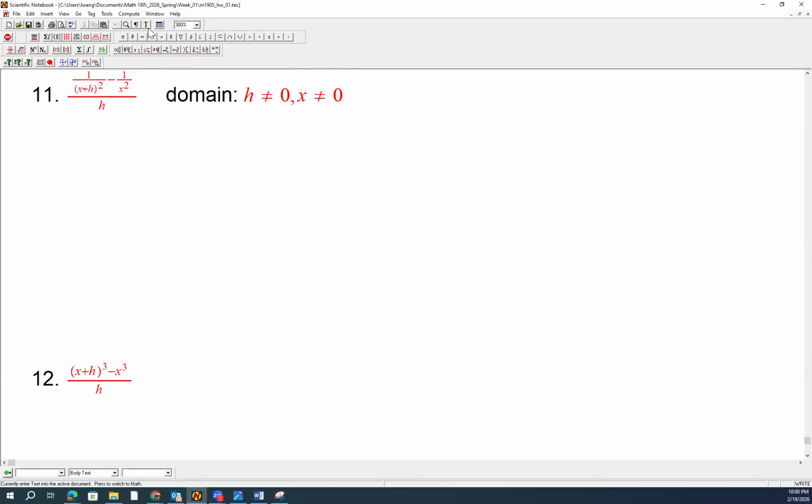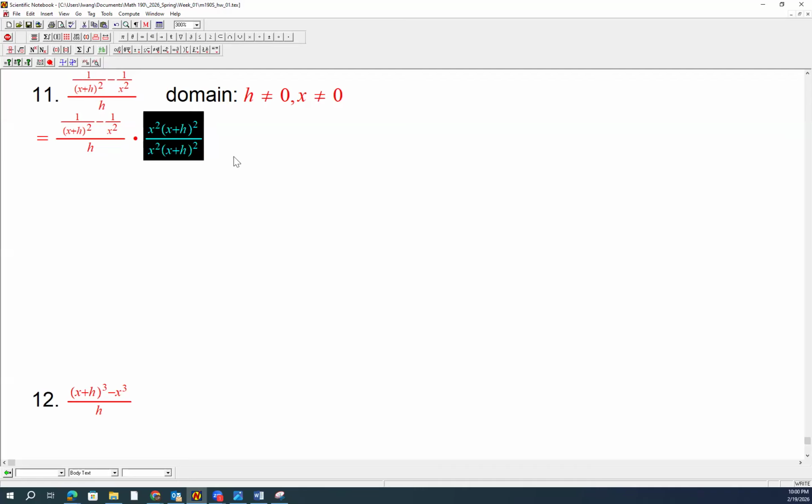Okay? So next, it's a complex fraction once more. The common denominator is x squared times x plus h squared. So x plus h squared and x squared. This whole thing is a common denominator. And we're going to take the common denominator divided by common denominator. The whole thing is 1.